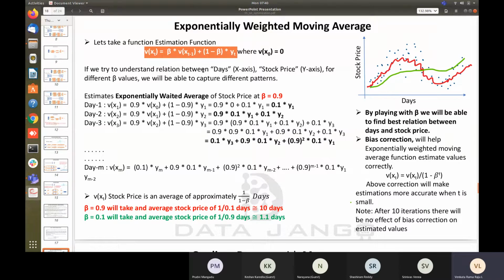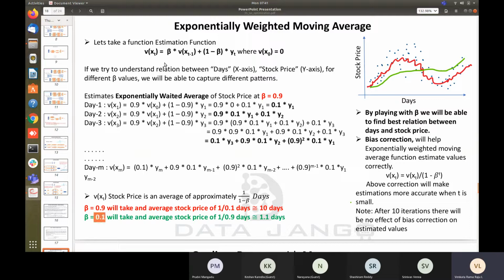So here, in this formula there is beta. The beta is a hyperparameter which makes the line move in different directions, right? This red line is one beta, right? Beta equal to 0.9 actually gave us the red line. Beta equal to 0.1 gave us the green line.